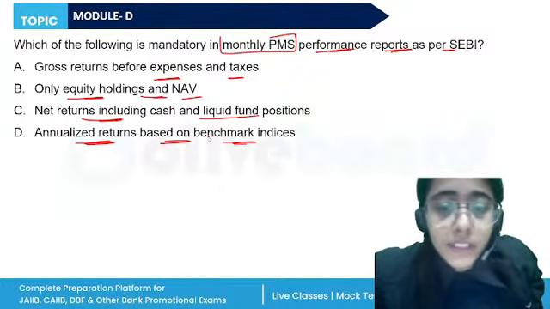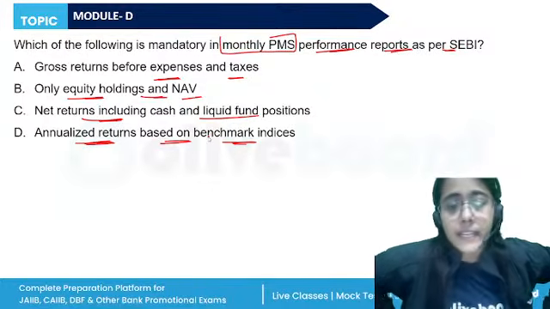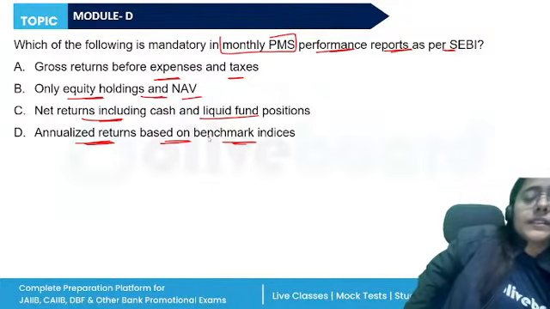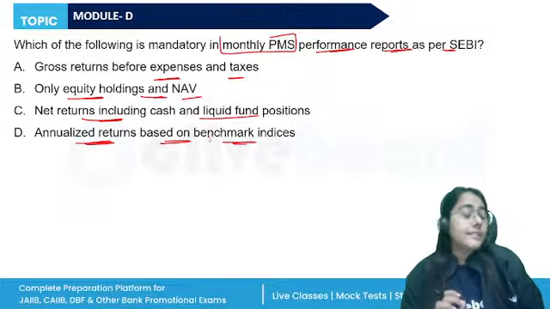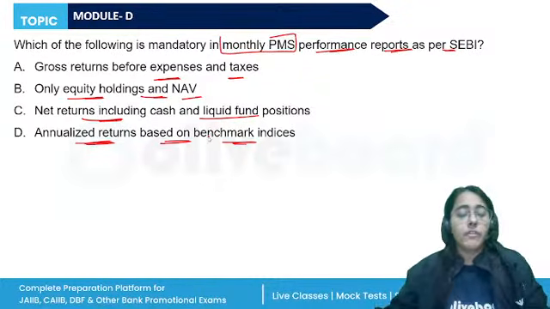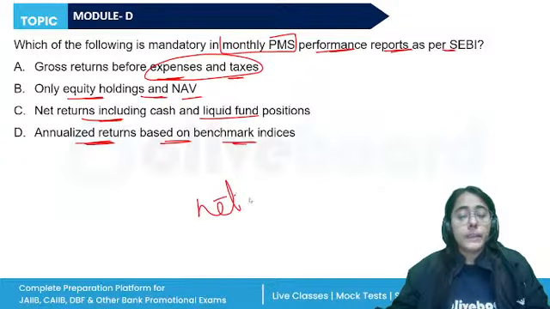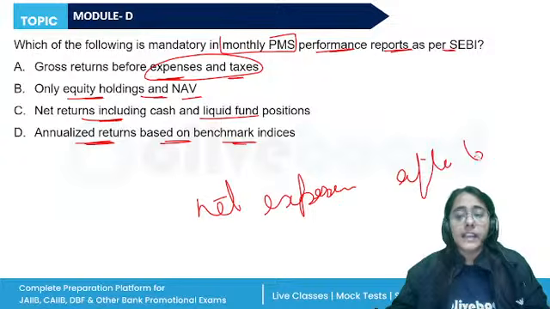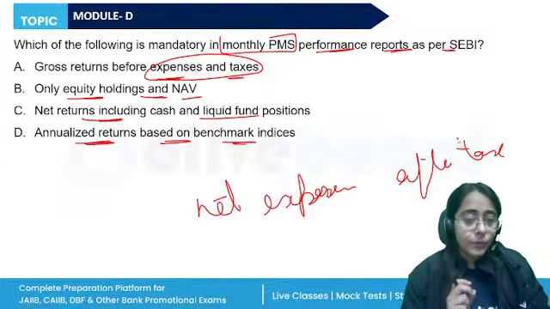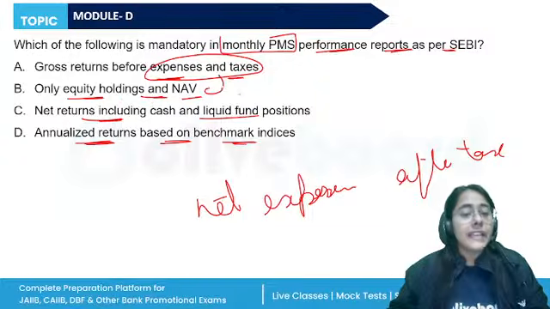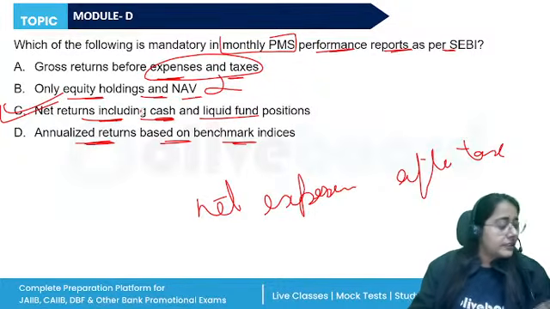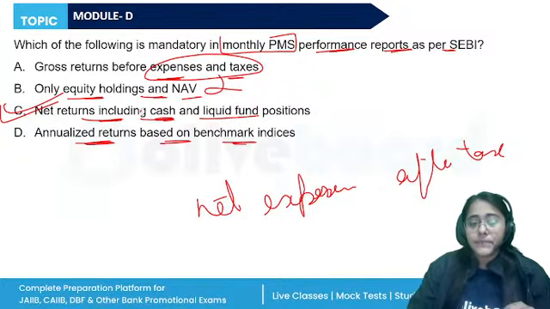A monthly report is mandatory. Yes, the performance reported net of expenses and after tax. The statement 1 says gross returns before expenses and tax. No, it should be net of all the expenses and after the tax has been paid. What is left? Okay. Only equity holdings and NAV? No. It will include the net returns, including the cash and liquid fund position. Yes, the correct answer will be C. Okay.